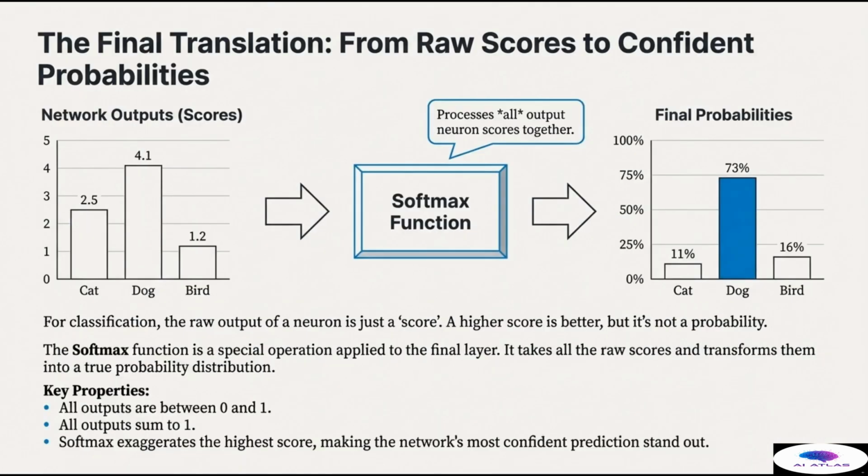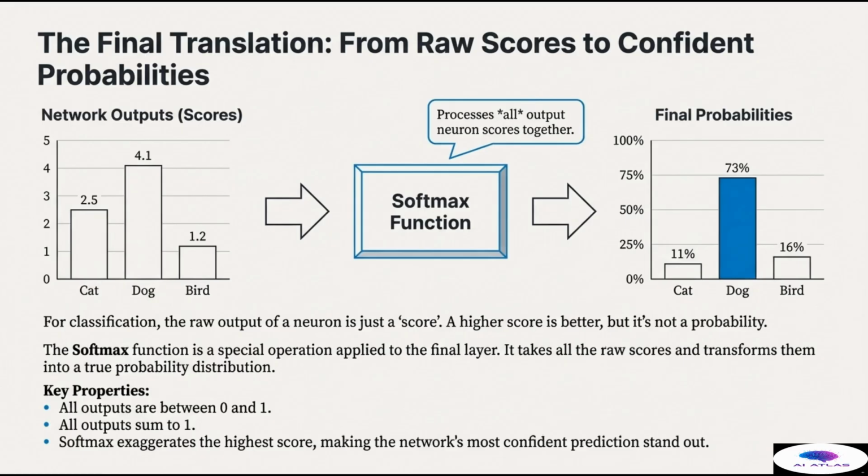Once the signal has passed through the weighted layers and nonlinear activations, the network generates its final raw outputs. However, for a classification task, these raw outputs are just scores. A higher score is better, but it is not a probability we can interpret as confidence. We need a final step, the final translation, from raw scores to confident probabilities.